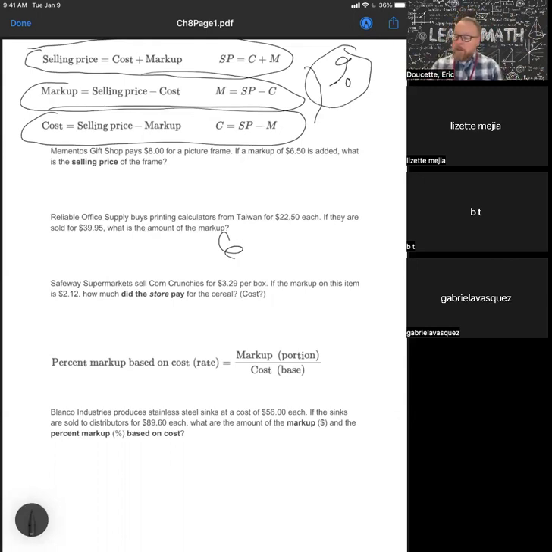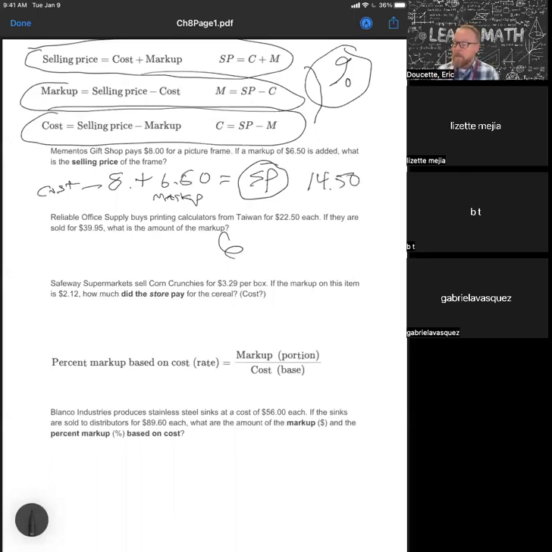But just as a starter, look down here: Momentum's gift shop pays $8 for a picture frame. If a markup of $6.50 is added, what was the selling price? Of course, that's pretty easy. $8 plus $6.50 equals the selling price. So when we're doing word problems, you're always trying to find out what we're trying to solve. In this case, we were trying to find the selling price, and it gave us the other two factors: the cost and the markup. So $8 plus $6.50 is $14.50, the selling price.